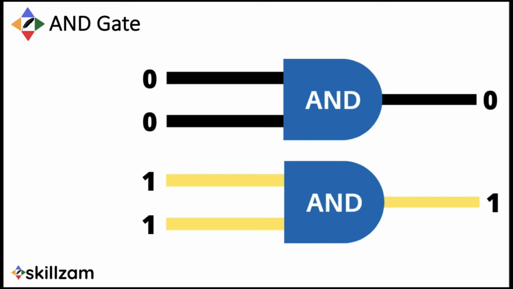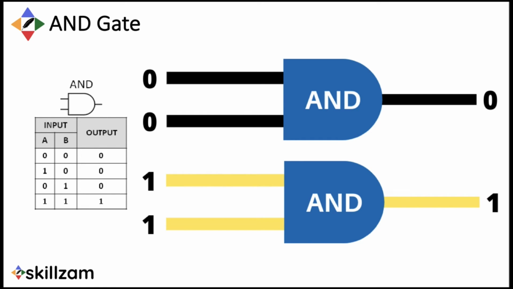In logic gates, we consider 1 to be true and 0 to be false. On your left, you can see a truth table for AND gate. The output is 1 if and only if the inputs of A and B are 1. In rest of all the cases, the value of the output is 0.